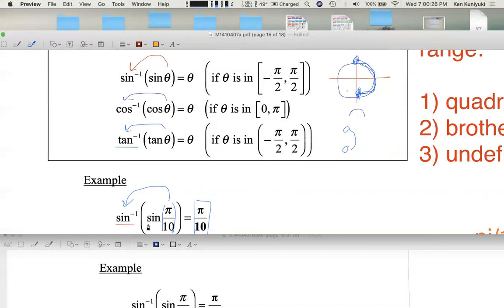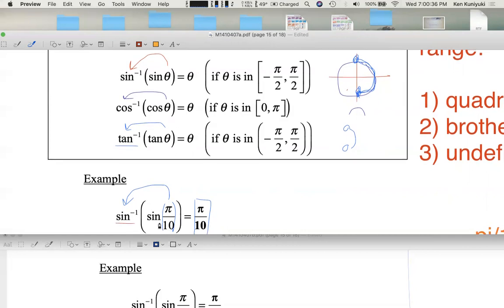So this entire expression simplifies to pi over 10. I don't even care what the sign of pi over 10 is. It's an irrational number. As a decimal, it goes on forever and ever. The final answer is pi over 10. So if theta is any angle inside this interval, this range for inverse sine, then that value for theta is the final output.